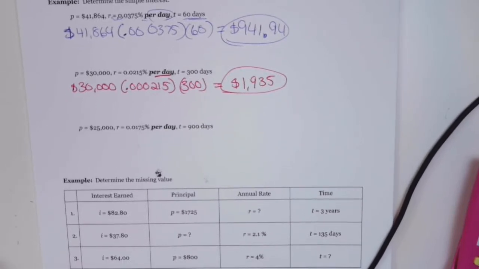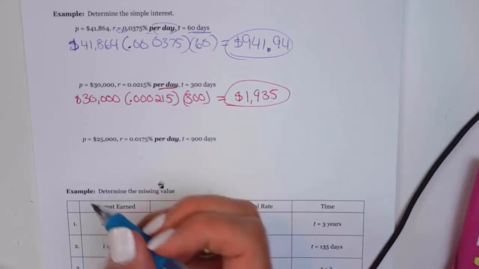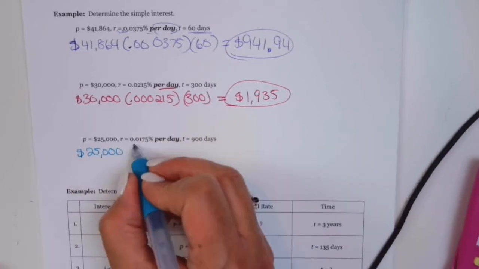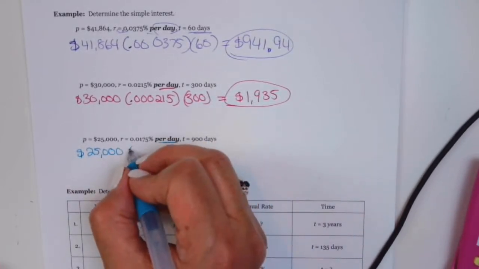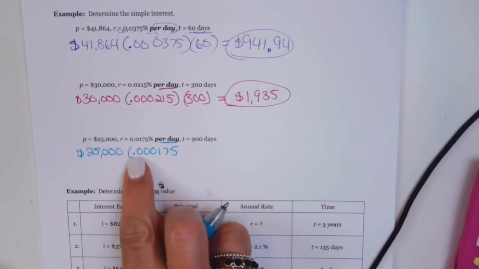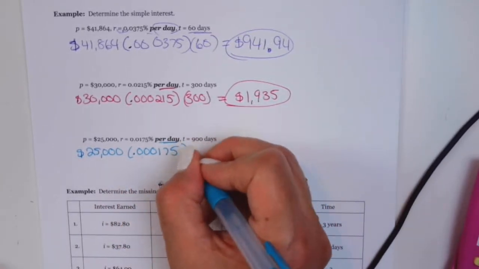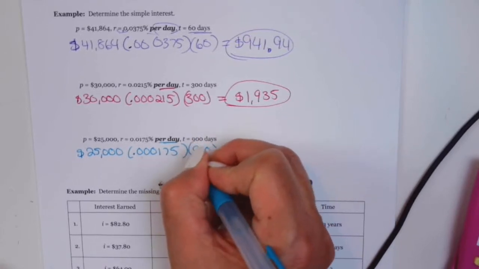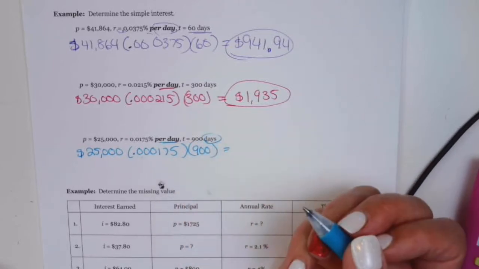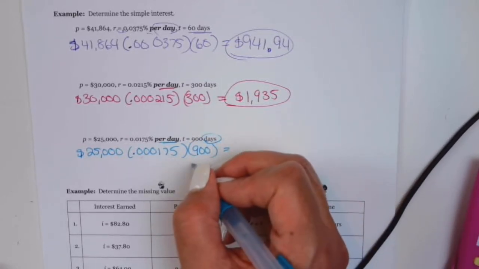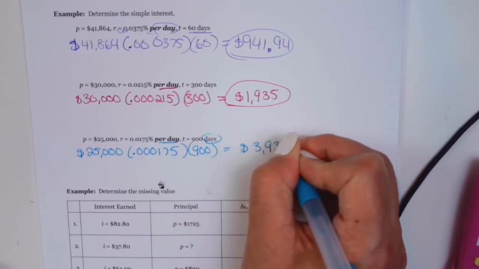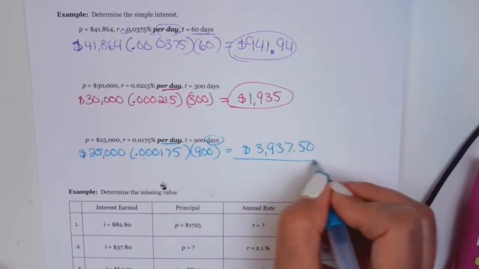Next, we have $25,000. And again, per day, 0.000175. Make sure that you have enough zeros right there and that you're putting it in the calculator correctly as well. Per day, so this is going to be days, so we don't need to convert it. And when we do this calculation, we get $3,937.50.